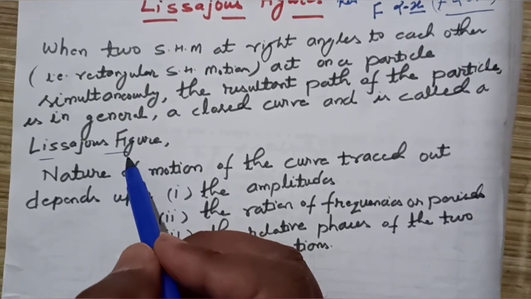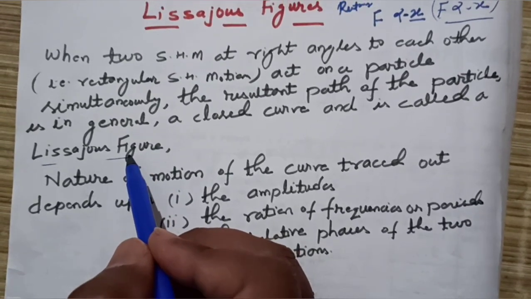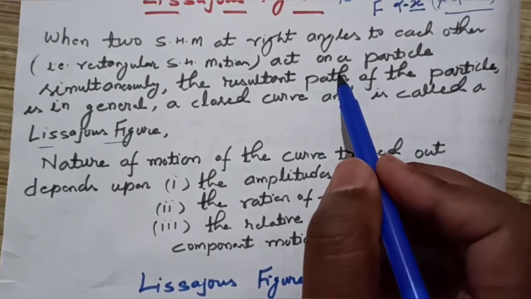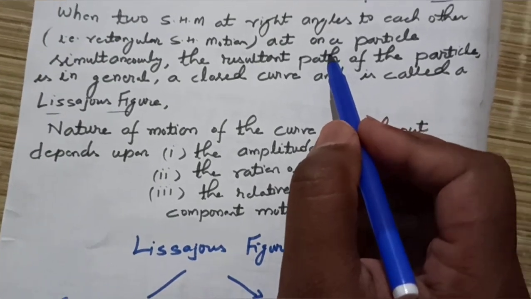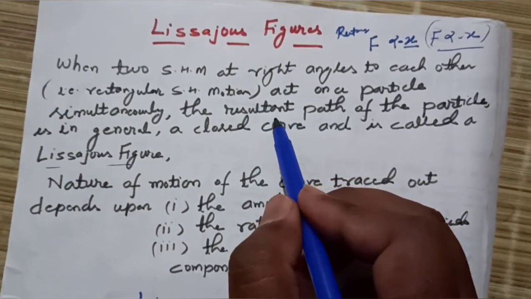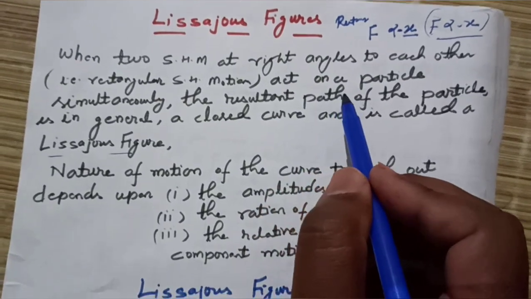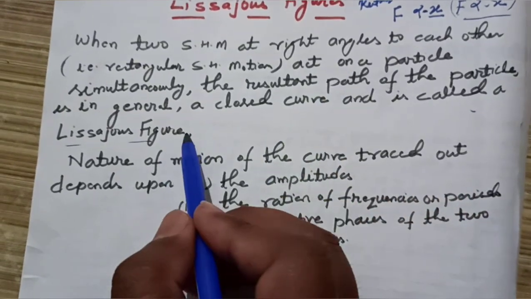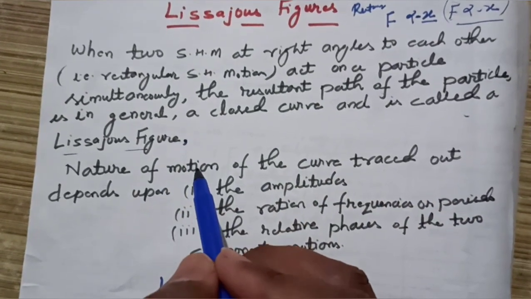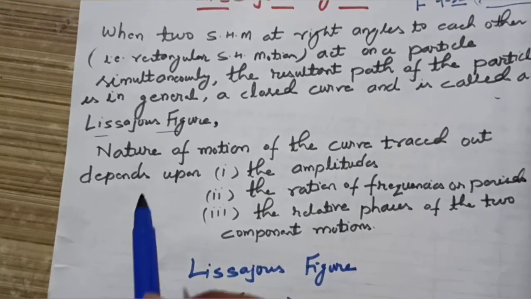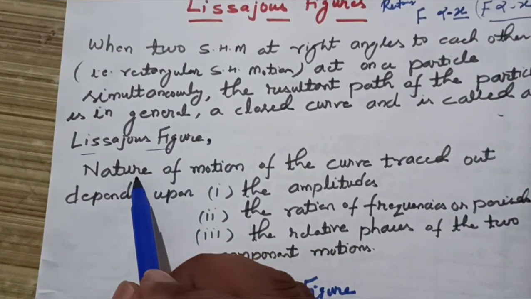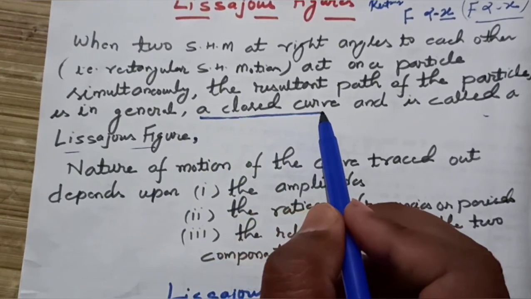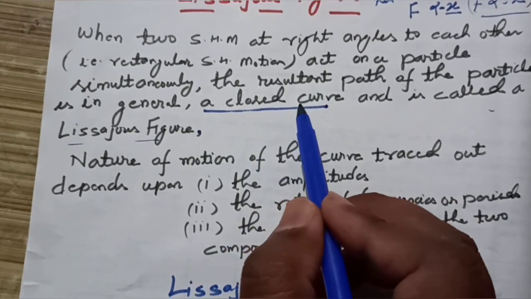So the significance of the Lissajous figures comes from the fact that we have two simple harmonic motions acting on a single particle. By acting on a single particle simultaneously, there should be a resultant curve or closed curve, or resultant path of the particle, and this resultant curve or path is known as the Lissajous figure. The resultant path is a closed curve.